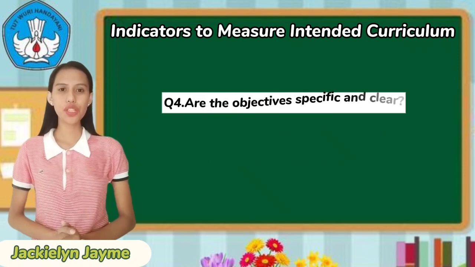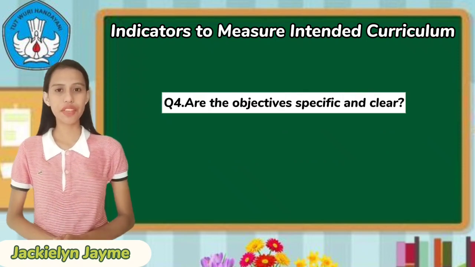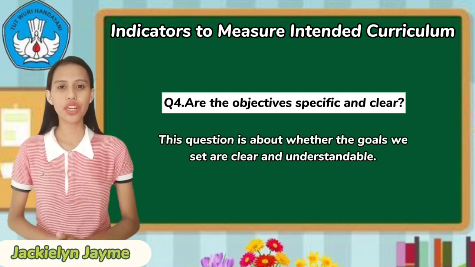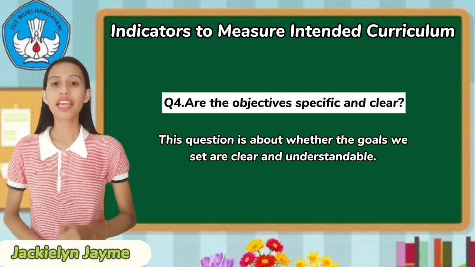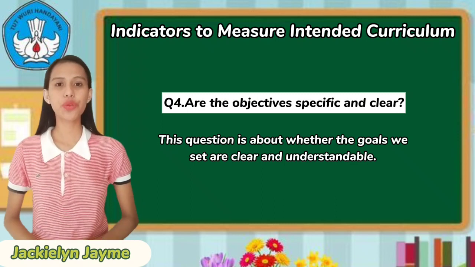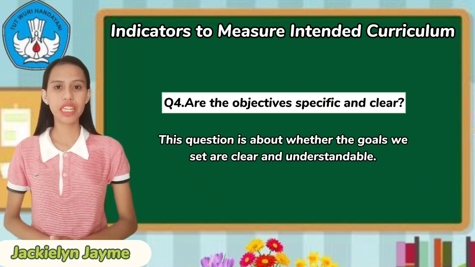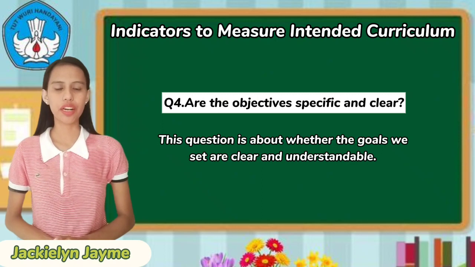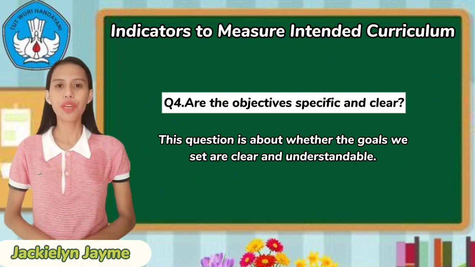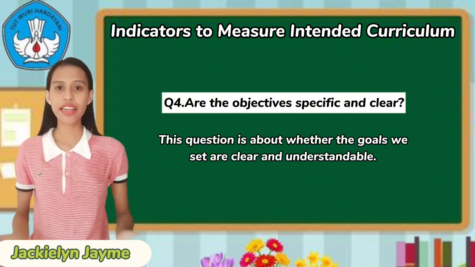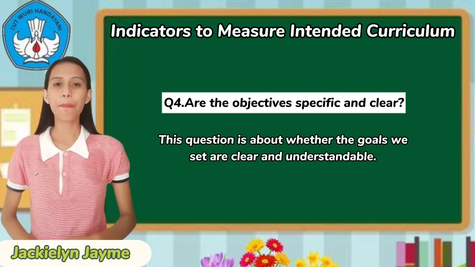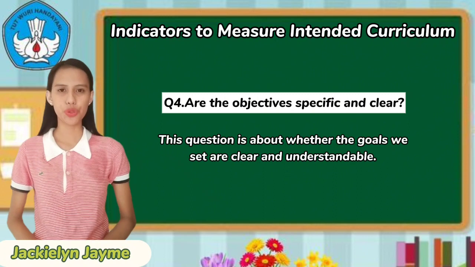Now for the fourth question, are the objectives specific and clear? So this question is about whether the goals we set are clear and understandable. Example, if we tell students to write a story, it might not be clear what kind of story we're looking for. Instead, as a teacher, we say, write a story about a magical adventure in a forest. Then, it becomes specific and clear, making it easier for students to know what to do.